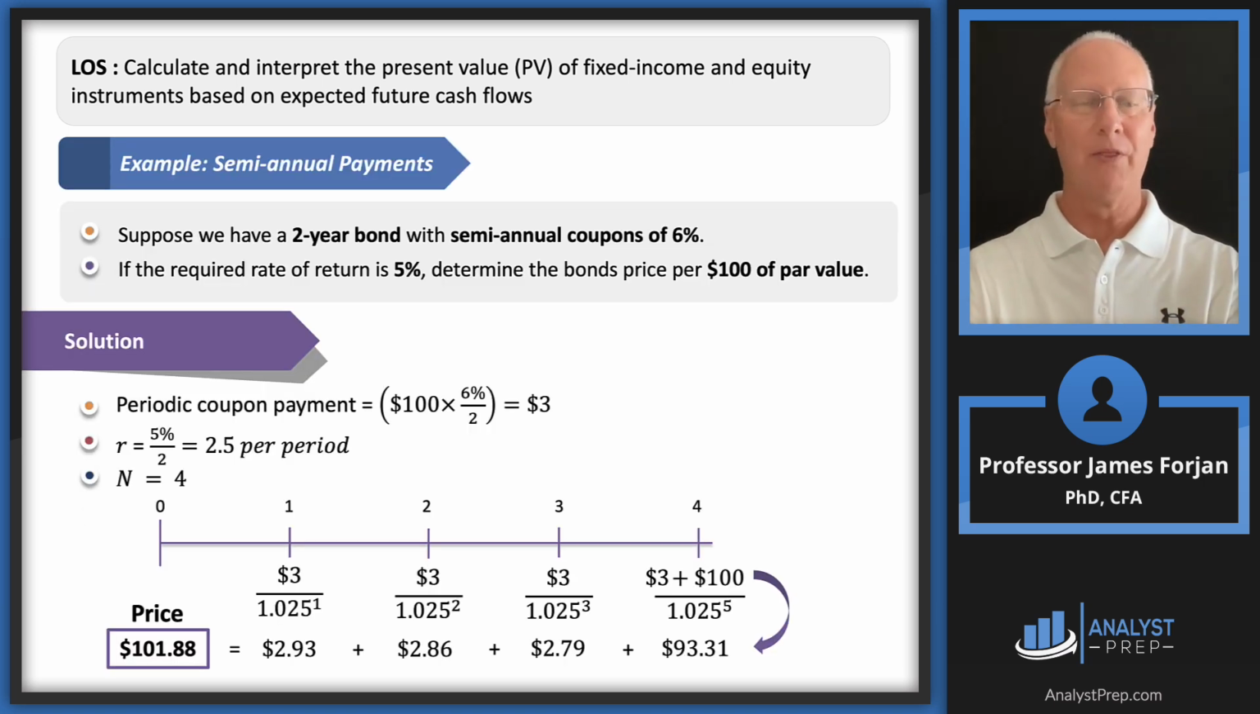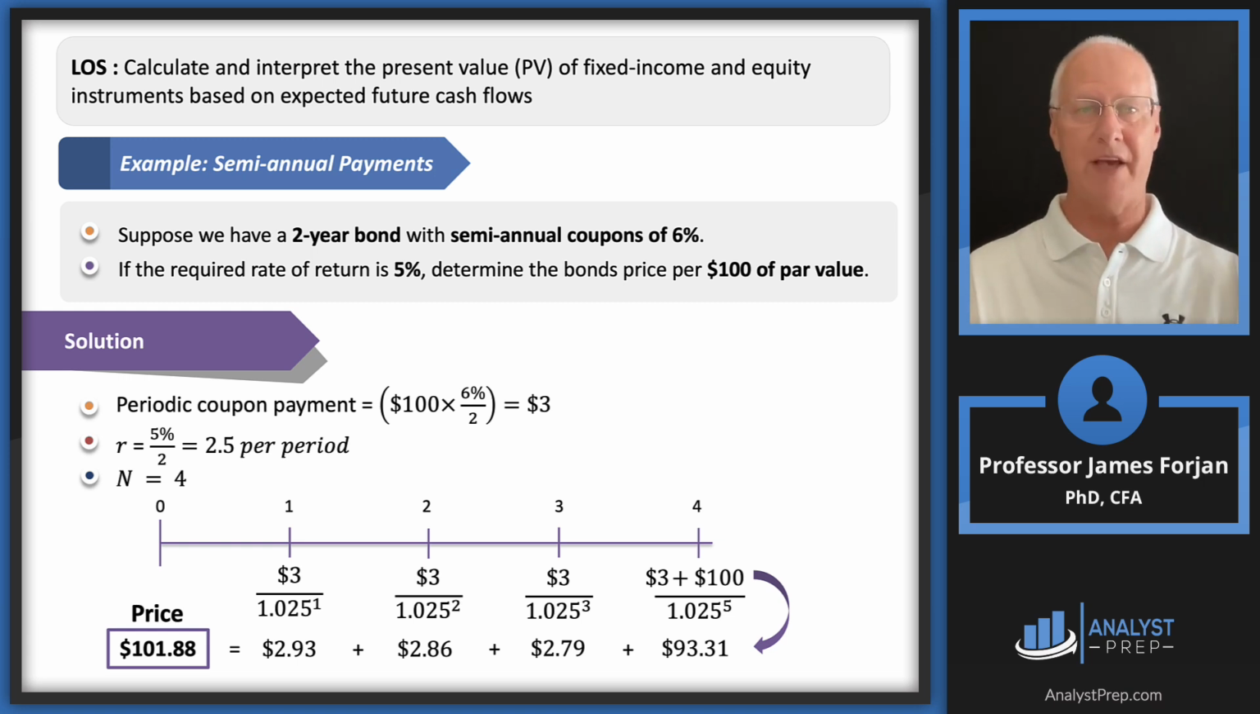Now, of course, I went through that whole rigmarole. Is that a word? My grandmother used to use that word. Is that a word used these days? That whole production about semiannual and quarterly and monthly. So here's a good example. You ready? 2-year bonds, semiannual coupons of 6%, if the required rate of return is 5%.